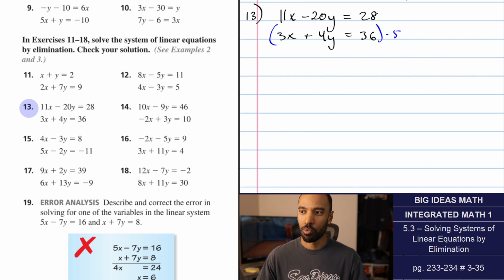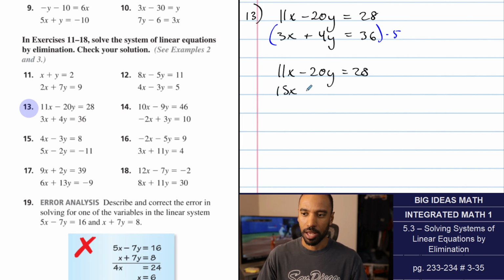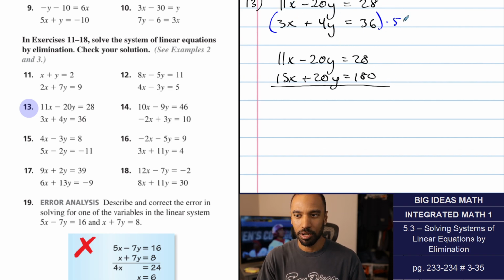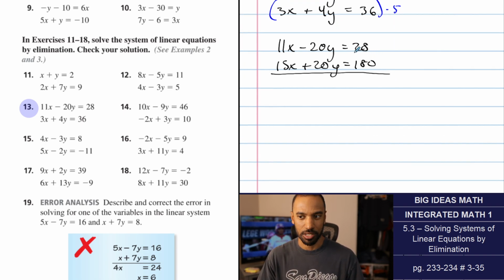And again, if you want to do a rewrite of both equations just so they're next to each other, go ahead and do that. So 11x minus 20y equals 28, and here 15x plus 20y equals, and 36 times 5 is 180. Geez, those are big numbers. Well, it's still the best method. Even if substitution was an option, I'm going to use elimination. This is exactly what I'm going to do. No worries there. These eliminate.